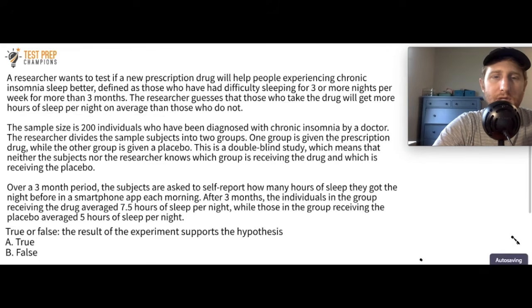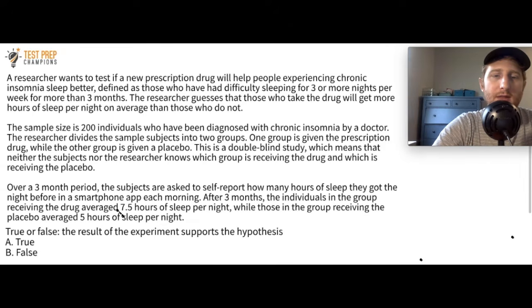So the next question is dealing with the same passage. It says true or false. The result of the experiment supports the hypothesis. Is this true or false? So now is your chance to pause the video, take all the time you need to figure this out, and whenever you're ready, we'll go over the answer.